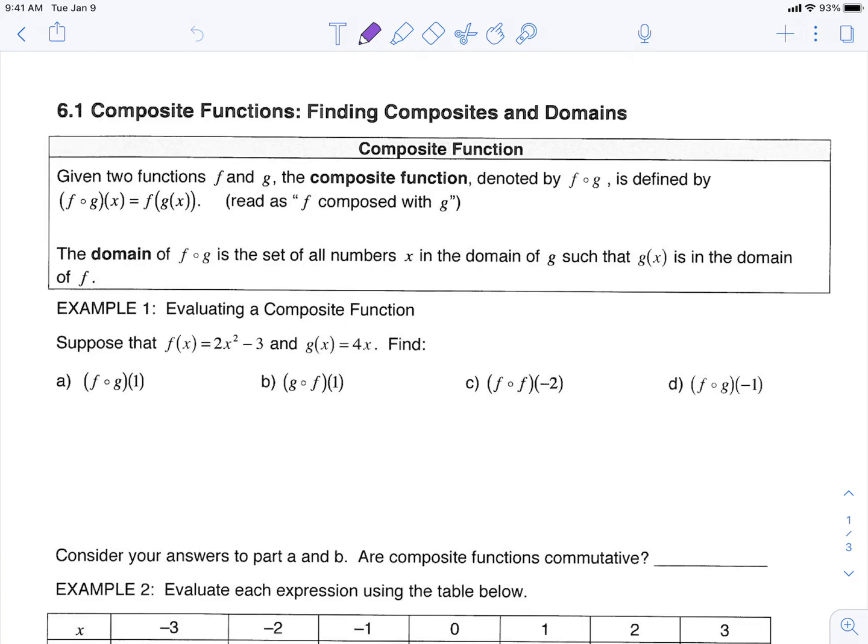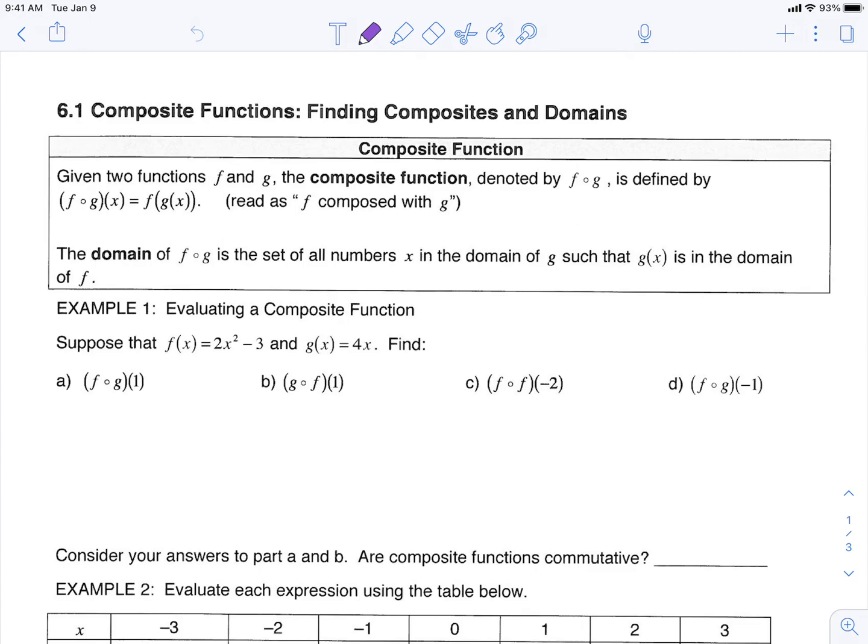So these new notes are correct. We do skip to 6.1, so these are the correct notes that are going to be due on Tuesday, February 9th. All right, so composite functions.